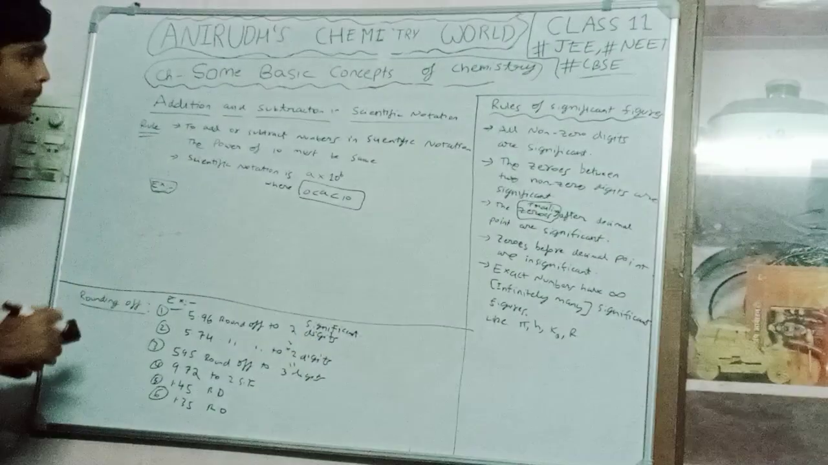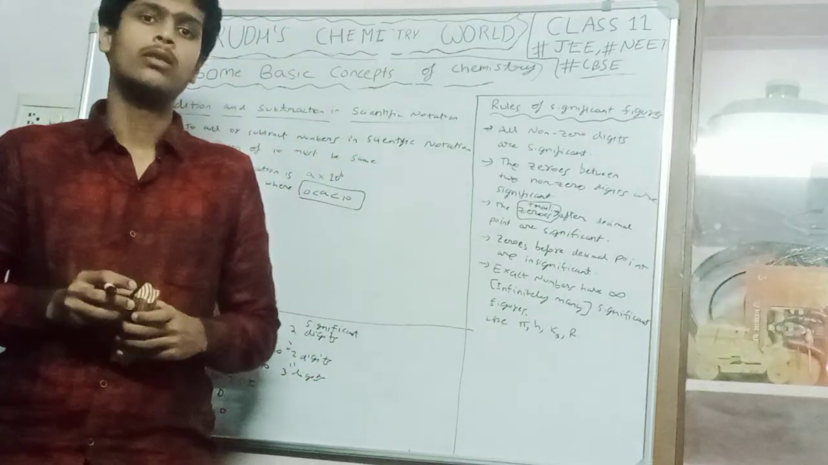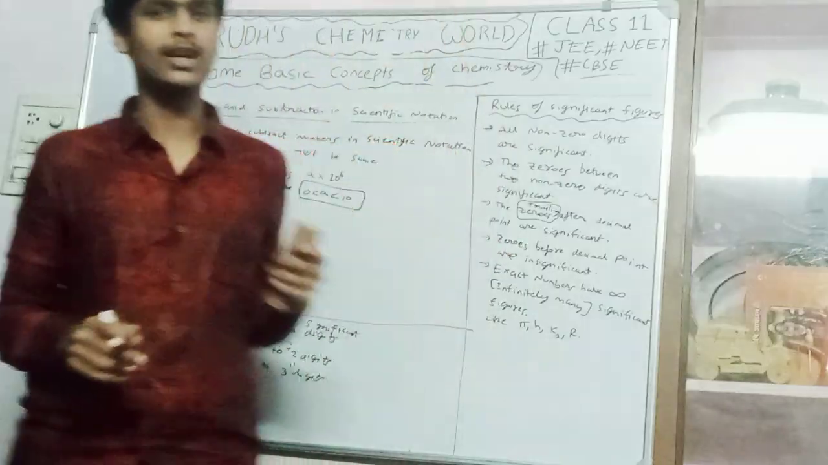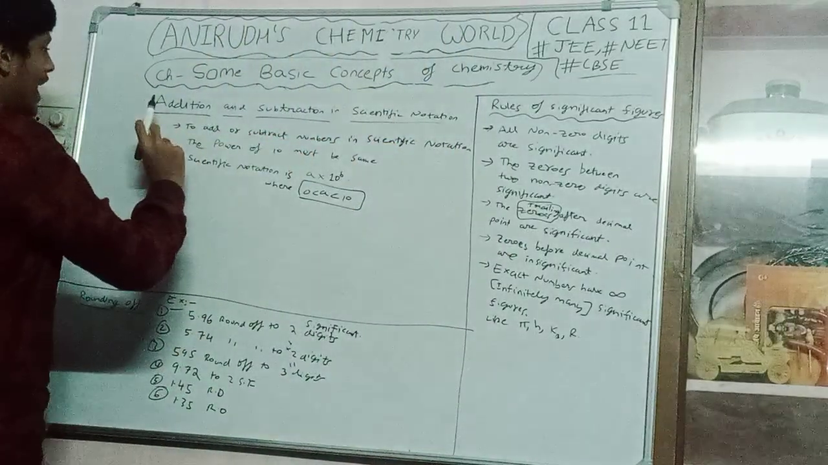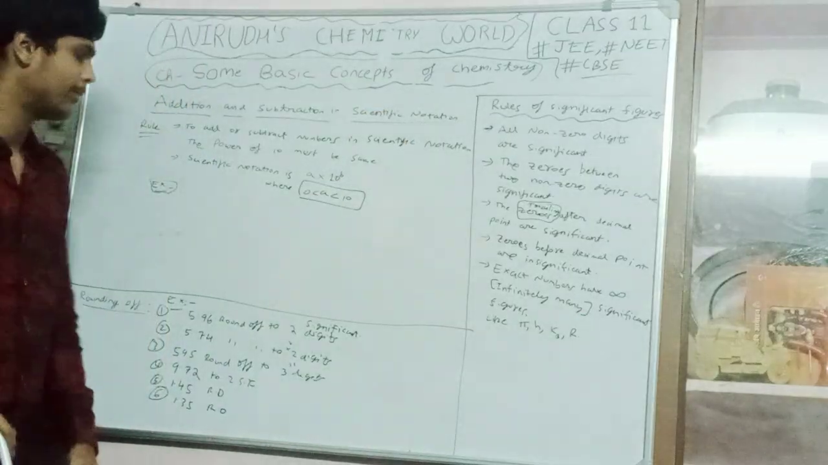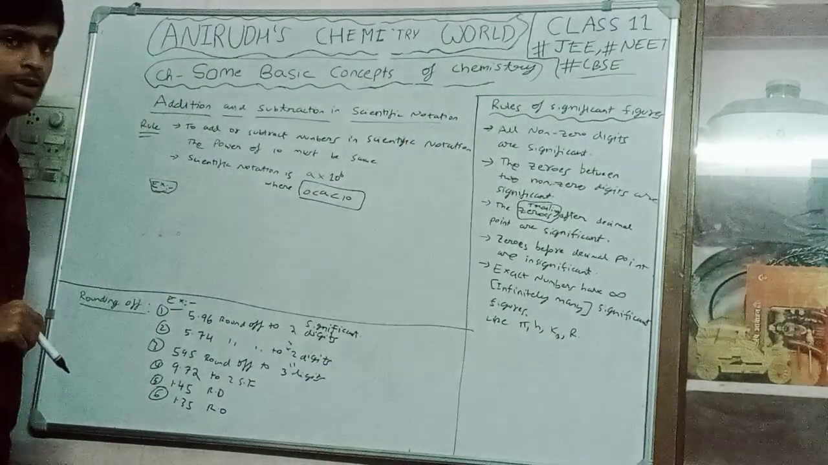Okay. Now, previously we have studied about the scientific notation, right? A into 10 to the power of b. Now this is a continuation of it: addition and subtraction in scientific notation. We need to add and subtract the numbers in scientific notation.